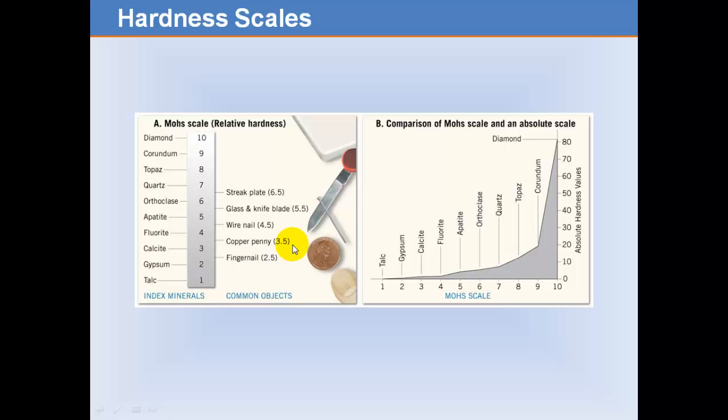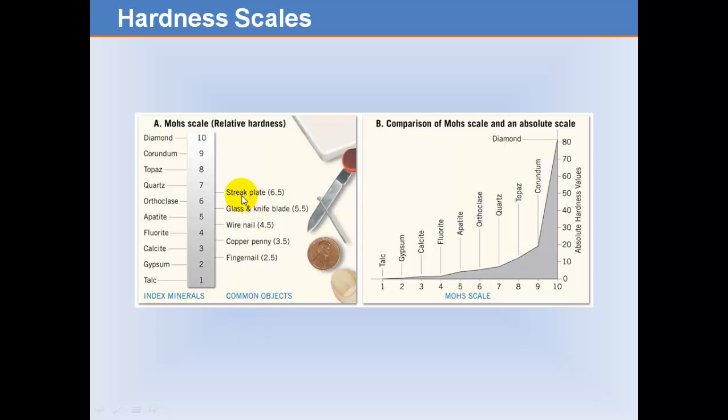So we're talking about the older pennies that have more copper than our 1990s and more recent pennies. They have a hardness of 3.5. They can scratch calcite as well as gypsum and talc. A wire nail is a 4.5, and it can scratch fluorite. A glass and knife blade is about 5.5, so quartz can scratch glass still.